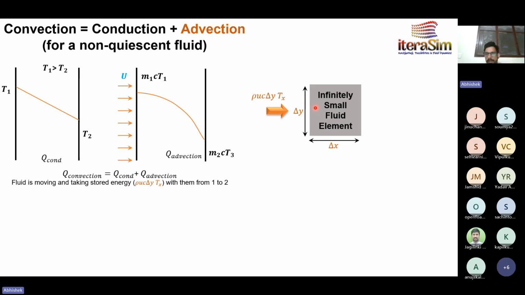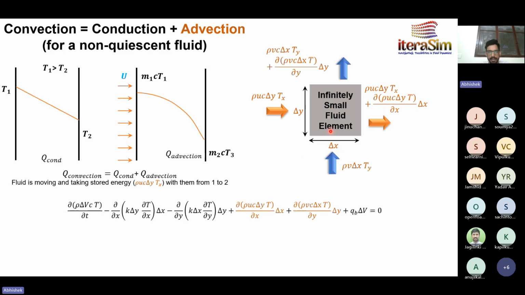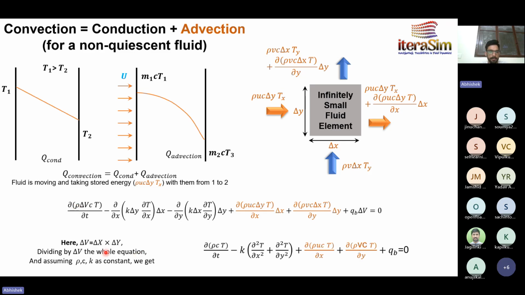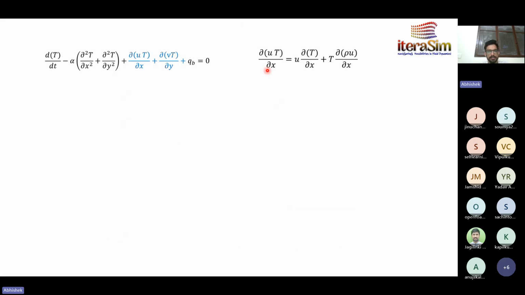Now, if we consider an infinitely small fluid element, rho u delta y is the mass transfer, c is the heat capacity, T is the temperature. So it means the fluid is taking heat from left to right, and from taking heat from left to right, there is this gradient that is generated. If we do the same in the y direction and do the heat balance and include it here, in these equations, advection is here, diffusion is this, and this is the transient term. And we do simple math, we get to this equation.